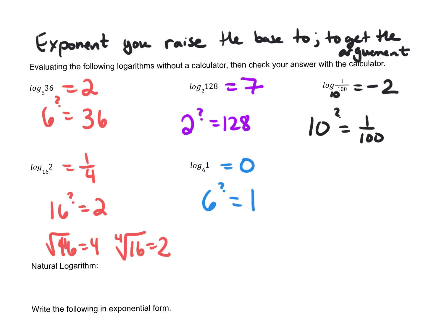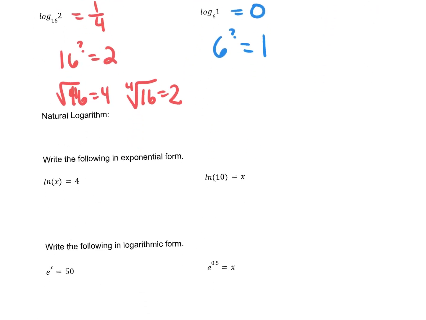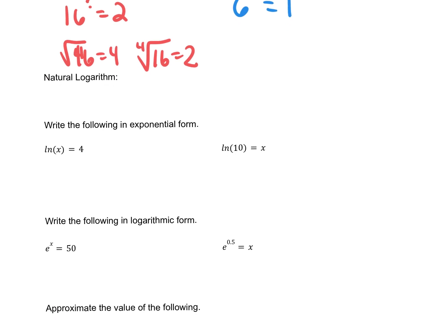Now we have all these different types of logarithms. There is another special logarithm that will occur sometimes, and that is what's called a natural logarithm. A natural logarithm is just going to be a log with a base of e.